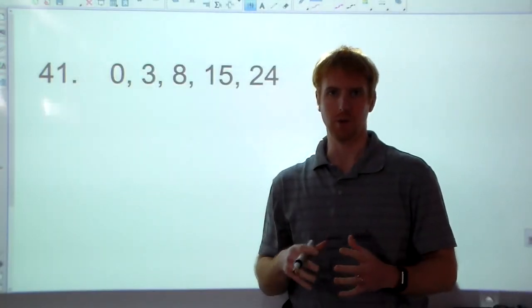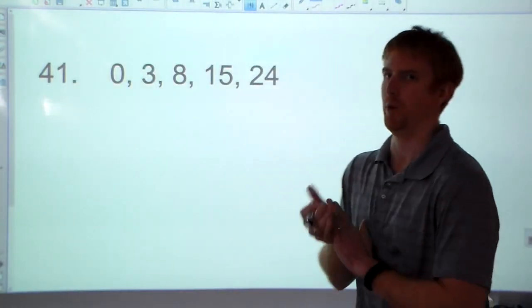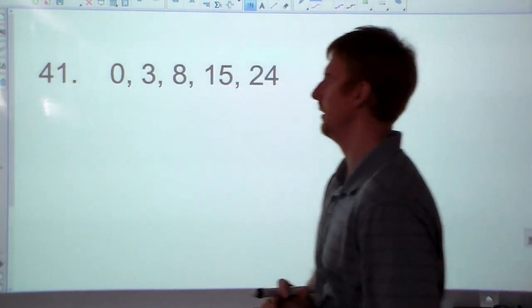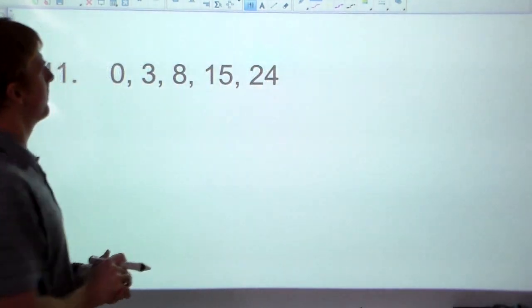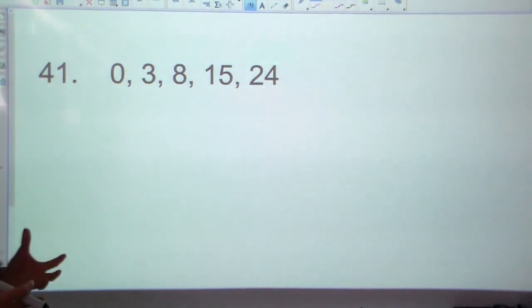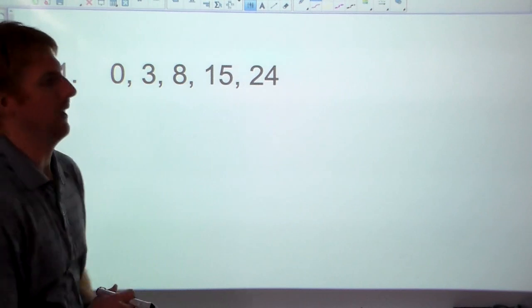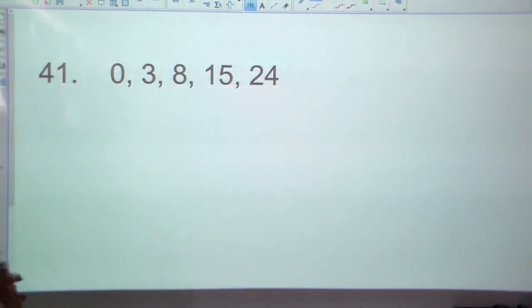Here's some homework solutions for section 8.1. A few common questions. 41 comes up quite a bit. The pattern here is kind of tricky. There's a couple common things that you really want to be looking for on a regular basis. This is probably one of them.